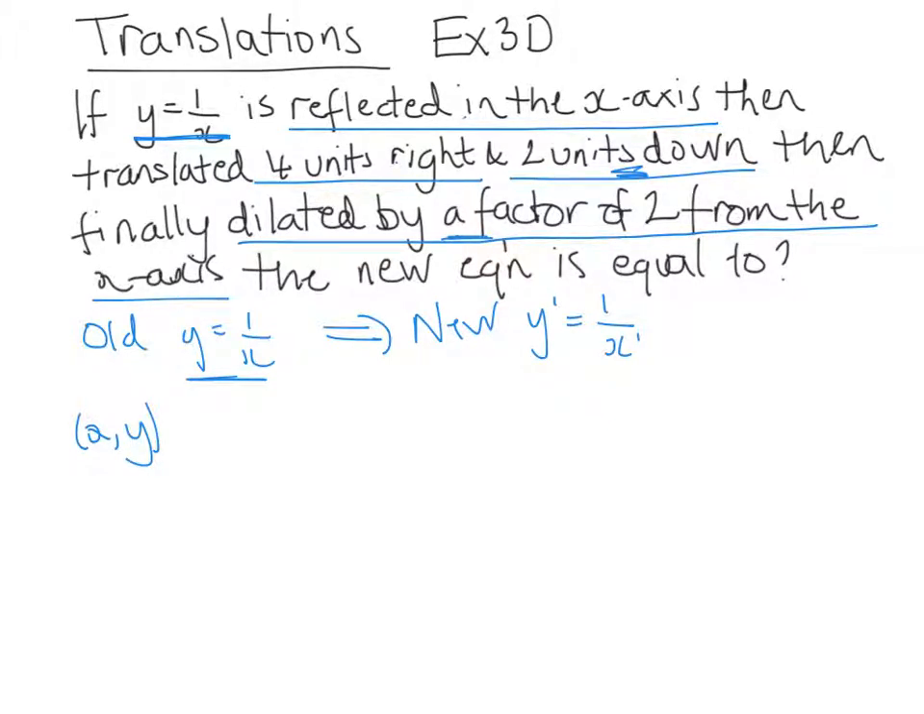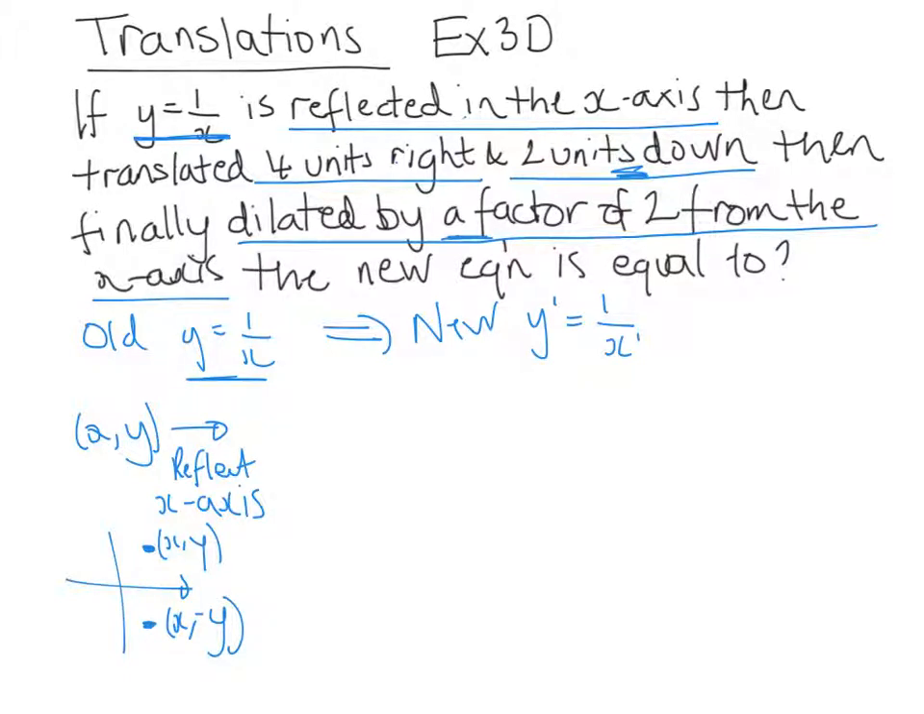Now the first thing that happens is it's reflected in the x-axis. Now if something's reflected in the x-axis, say it's a point up here, (x, y), it's reflected down here in the x-axis, this will be (x, minus y). So our new point will be (x, minus y).